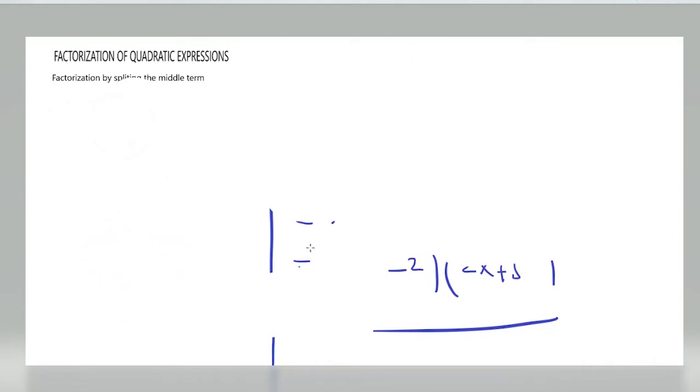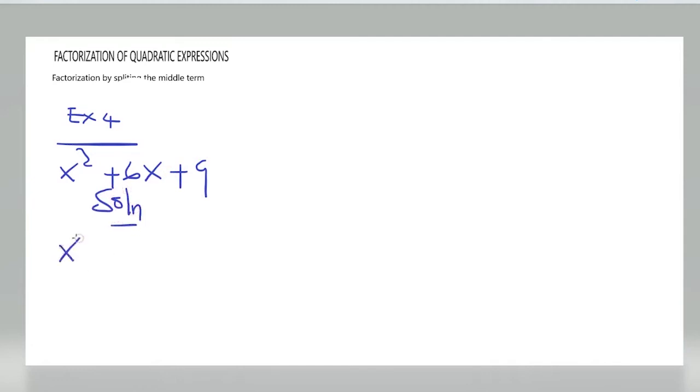Here's a question. Now you have x squared plus 6x plus 9. Now factorize by completing the square. Solution. Now this is x squared plus 6x plus 9.